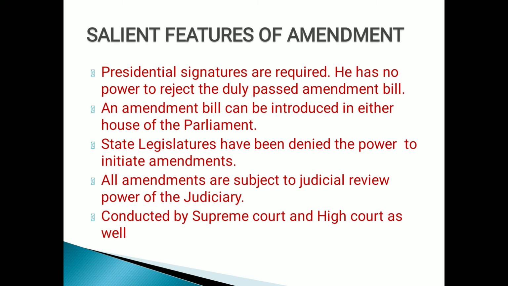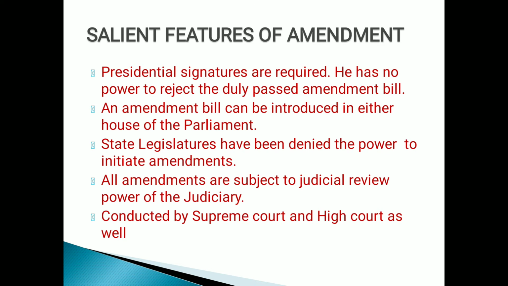Children, one thing is clear over here, like if the state legislatures wanted to take the initiative and wanted to amend the constitution first, they cannot do it. It is totally prohibited in the constitution, right? And who can take the initiative in amending the constitution? Solely the initiative lies solely with the parliament, right?